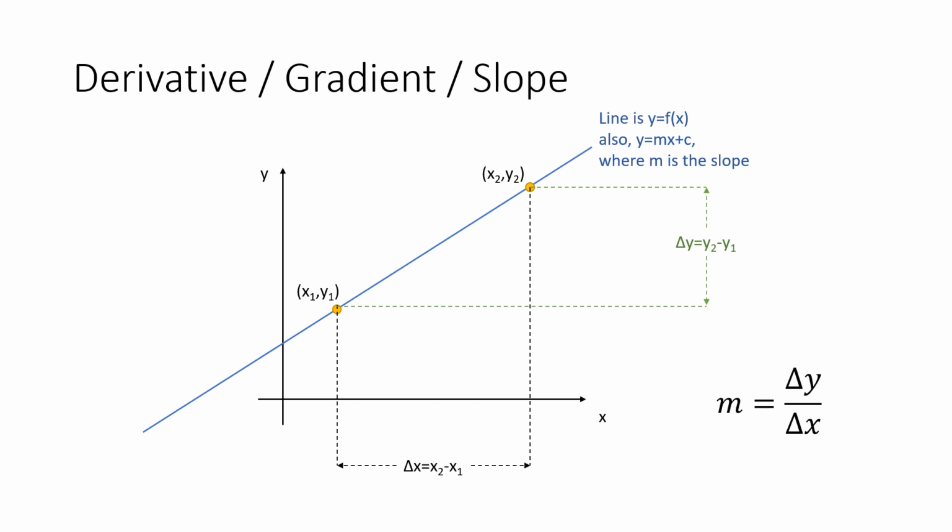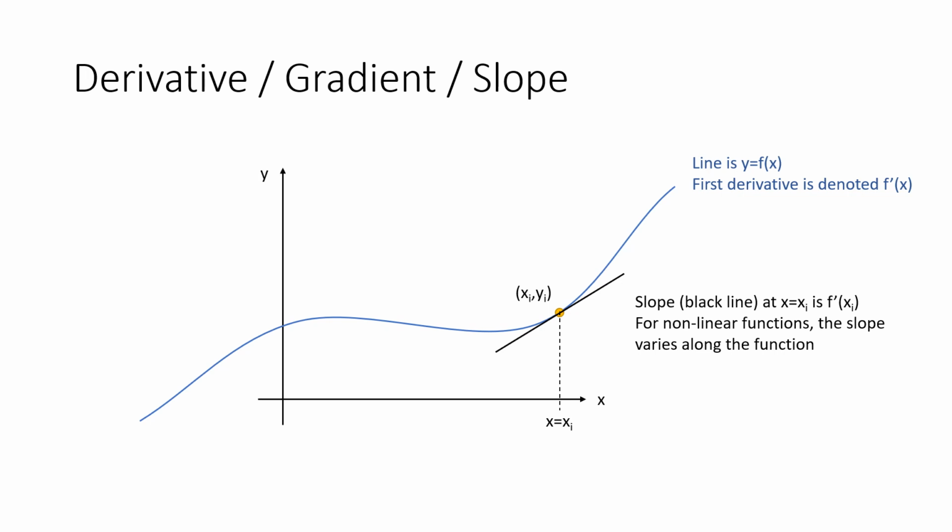The delta symbol stands for difference, therefore we calculate delta x as the difference between the two x coordinates, i.e. x2 minus x1, and delta y is the difference between the two y coordinates, which is y2 minus y1. Then the slope of the line is delta y over delta x, or simply stated dy by dx.